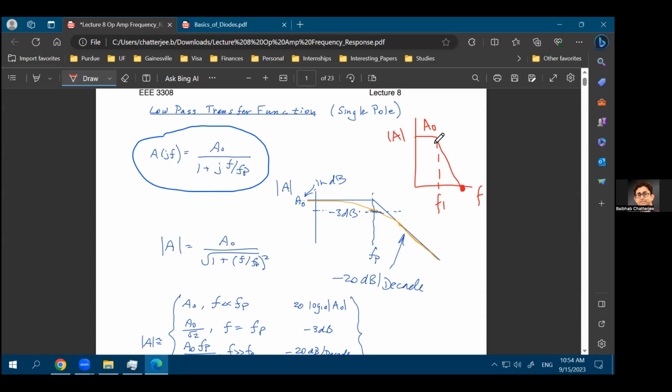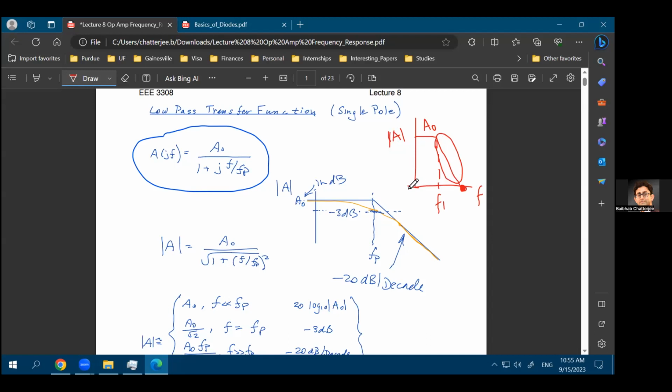Because you know that in the region where the gain drops, this drop is minus 20 dB per decade, which means that if your frequency increases by 10 times, your gain will reduce by 10 times. So if your frequency increases by X amount, your gain will reduce by X amount. The gain bandwidth product will remain the same. Correct?